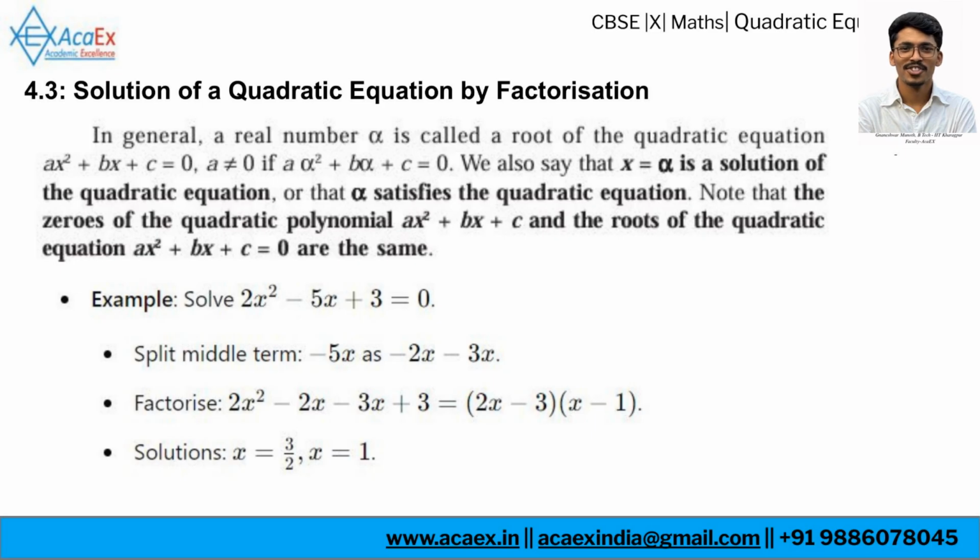Example: solve 2x squared minus 5x plus 3 equals 0. We split the middle term, minus 5x, into minus 2x minus 3x. The equation becomes (2x minus 3)(x minus 1) equals 0. The solutions, or roots, are x equals 3 divided by 2 and x equals 1.